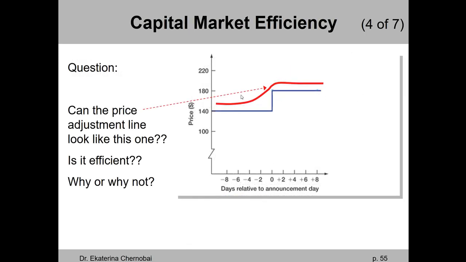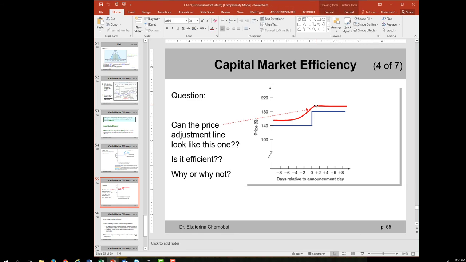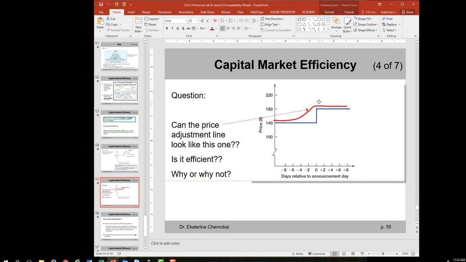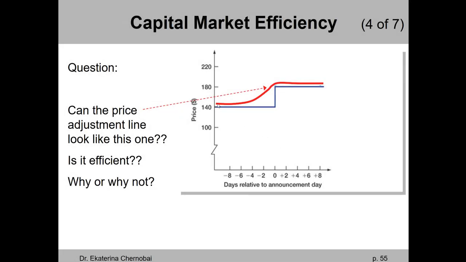What about something like this? So it's not in the book, I edited it myself, the red line. So it shows how the price, actually let me fix it. It should be more like this, okay? So it's at 140, then it starts going up a few days before the announcement is made, and then it settles at the new level. What does it mean? Is it efficient?